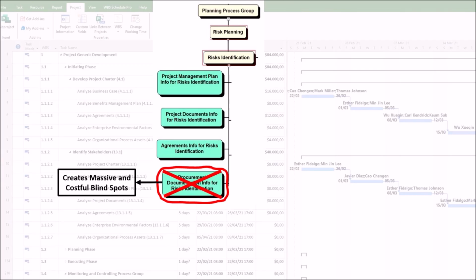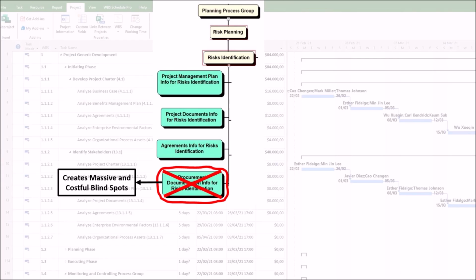1. It creates massive and costly blind spots. This is the most direct harm. The project team proceeds under a false sense of security, completely unaware of looming threats. The unknown unknowns become unexpected disasters. A team that doesn't analyze the contract's penalty clauses won't identify the financial risk of a late delivery. When the vendor is late, the massive penalty hits the project budget as a complete surprise with no mitigation plan in place.